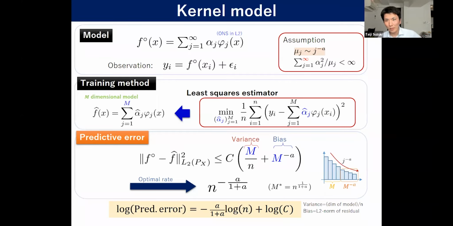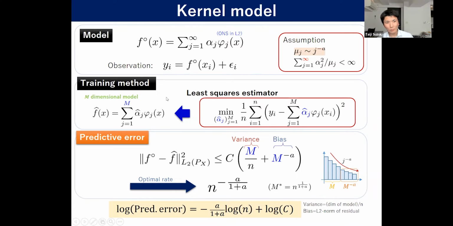So a controls the decaying rate of alpha j squared. Intuitively, the coefficient alpha j should decrease so that this summation converges, so alpha j should converge to 0. Then a controls how fast alpha j decays to 0. If a is large, alpha j decays rapidly, and if a is small, alpha j doesn't decay so rapidly. In that sense, a controls a kind of complexity of the model.